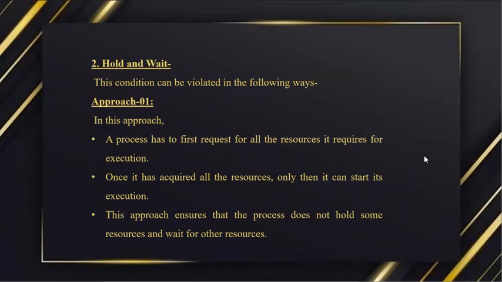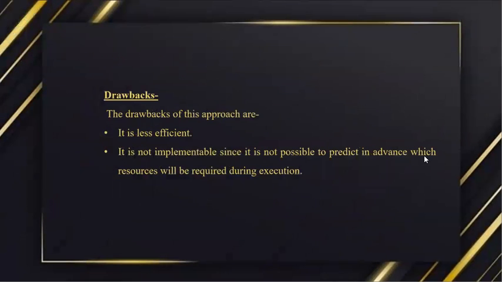Hold and wait. This condition can be violated in the following ways. Approach one. In this approach, a process has to first request all the resources it requires for execution. Once it has acquired all the resources, it can start its execution. This approach ensures that the process does not hold some resources and wait for other resources. Drawbacks. The drawback of this approach is that it is less efficient.